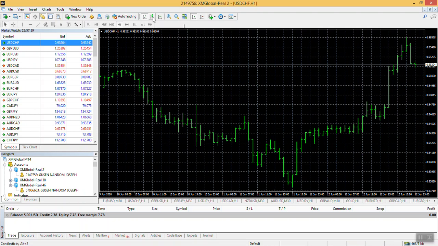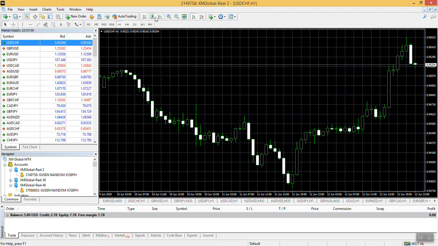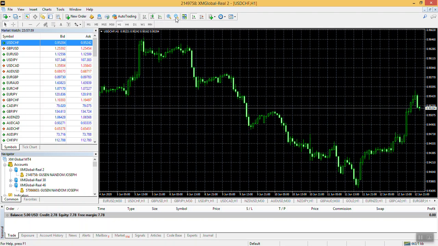Okay, let's use this candlestick here. Click this, you can see. Let's zoom out a little. Yeah, so it's back to normal. So this is the USD CHF. This is the USD CHF currency pair that if you want to trade, you open and trade.